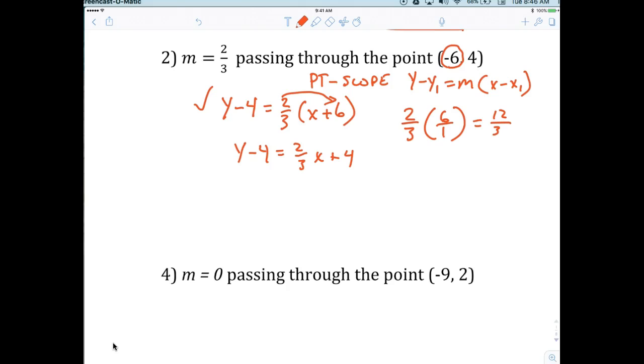Why did you distribute when you could have multiplied by the denominator? Okay, guys, now listen. It's a very good question. Because I'm not putting it in standard form. I'm putting it in y equals. I'm trying to solve for y. So the final step here is to do what? Add 4. And now I have y equals 2/3 x plus 8.